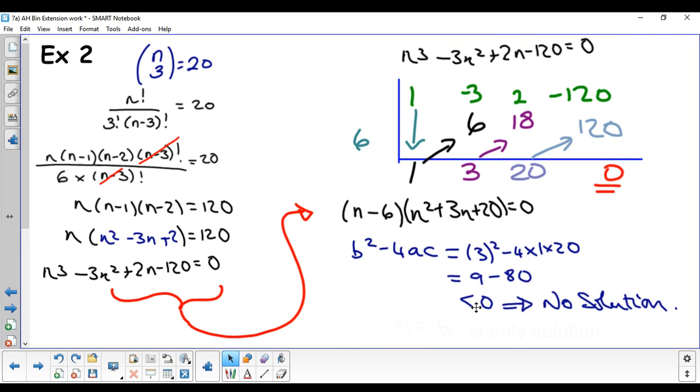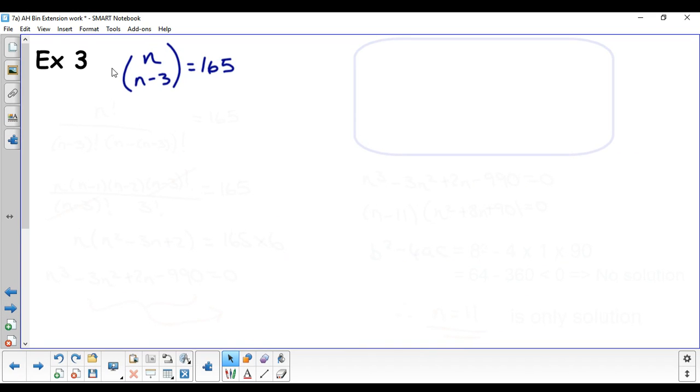I'm just saying it's less than 0. You can say it's minus 71 if you want, but at the end of the day, there's no solution there. So n equals 6 is the only solution because you're allowed positive integers only. Nice. Right, okay, similar idea.